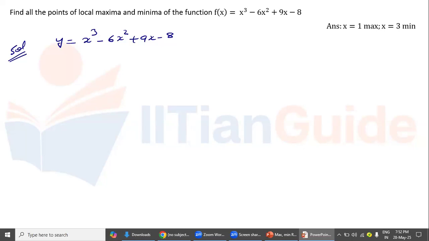Whether it is a maximum or minimum, I will have to calculate dy by dx. I will make dy by dx equal to 0. So I am differentiating it.